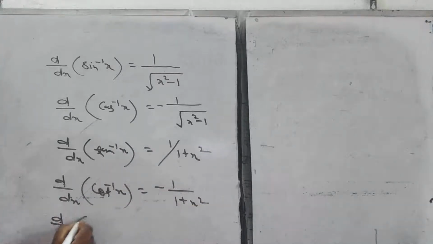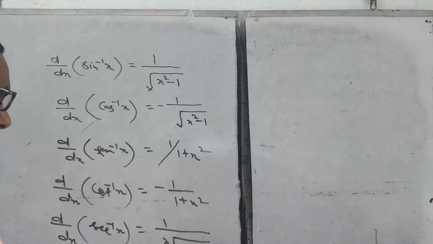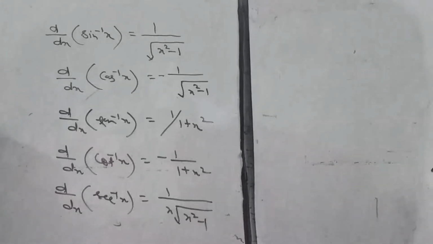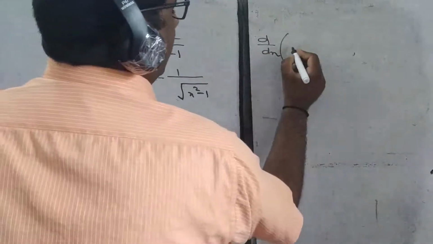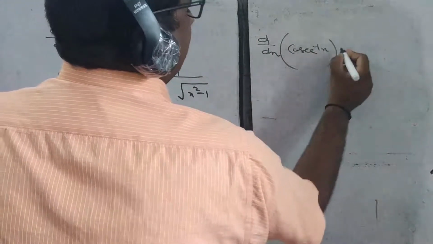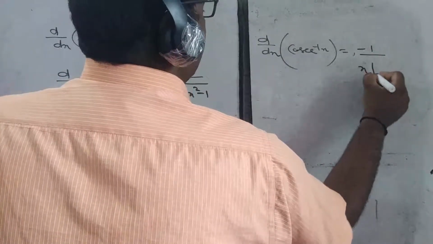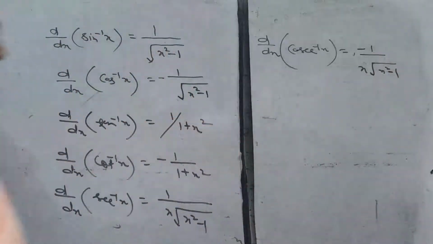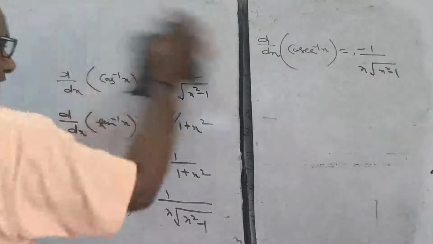D by dx of sec inverse x is equal to 1 by x under root x square minus 1. And d by dx of cosec inverse x is equal to minus 1 by x under root x square minus 1. These are the 6 formulas of inverse trigonometric functions. Now based upon that we are going to solve a few questions from the R.S. Agarwal.